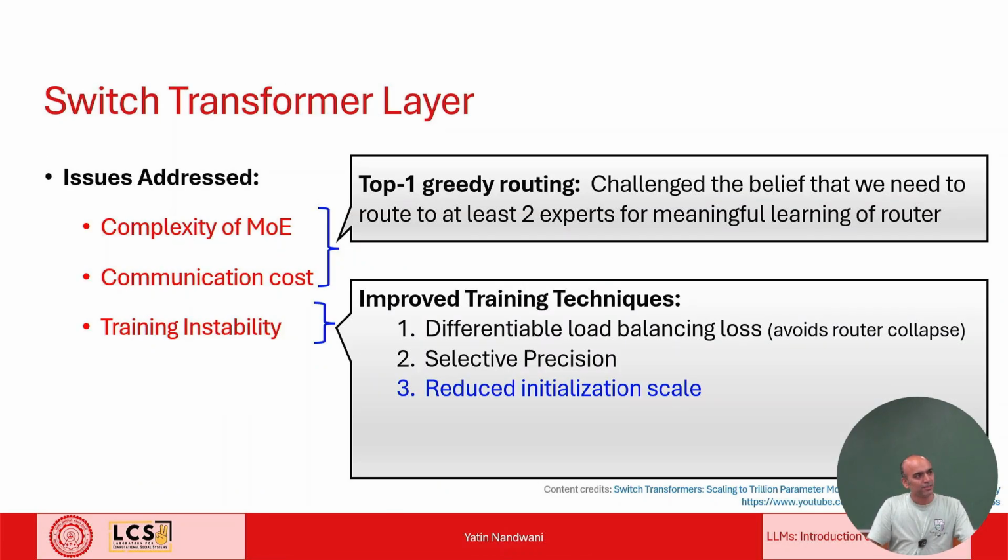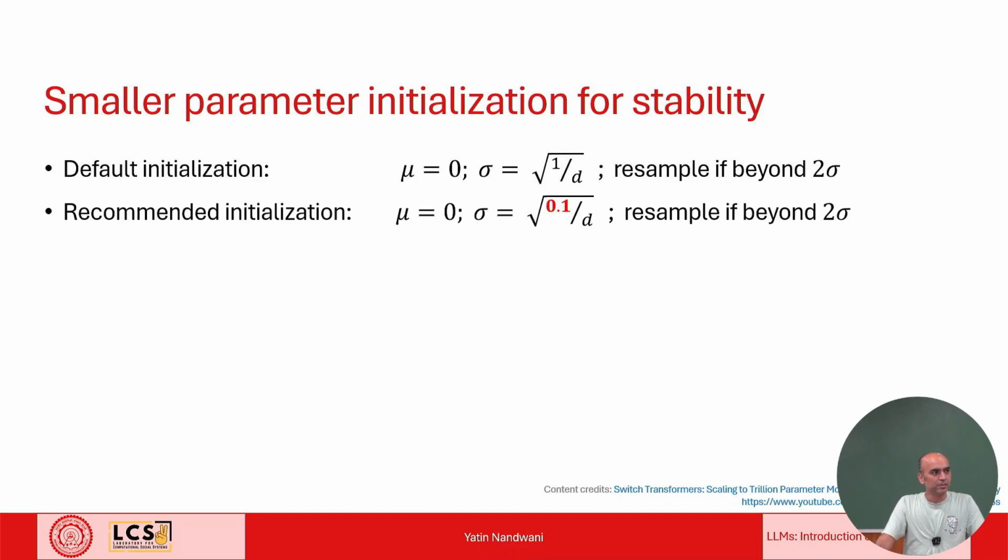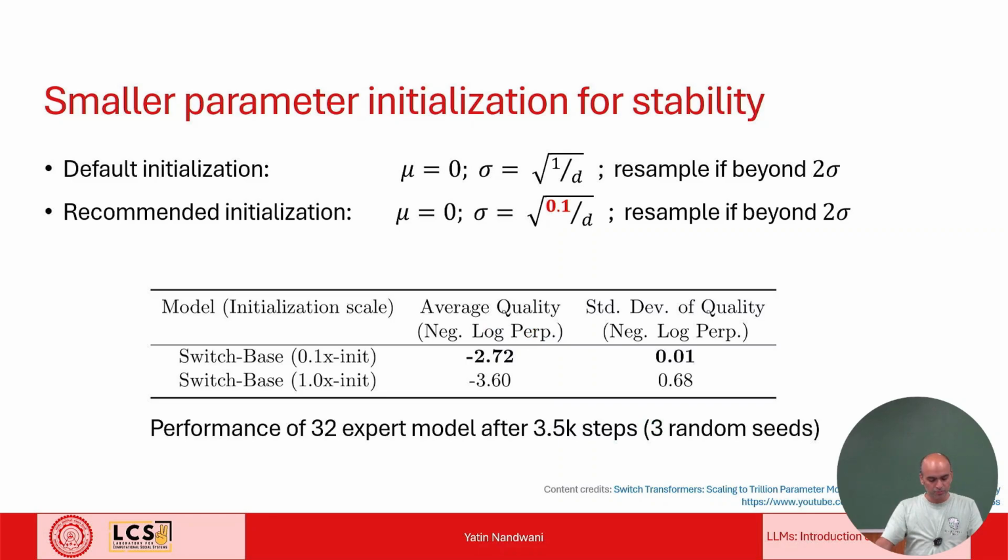Another thing that they tried was reduced initialization scale. Again, this is something which is empirical. There is no justification for why it is happening. But this is how we typically initialize our parameters: we sample with mean 0 and standard deviation square root of 1 by d, where d is the input dimension, right? And they just reduced the standard deviation to 0.1, and they found that this gives better stability of the training, right? So this also improves the model, and the training runs are also better.